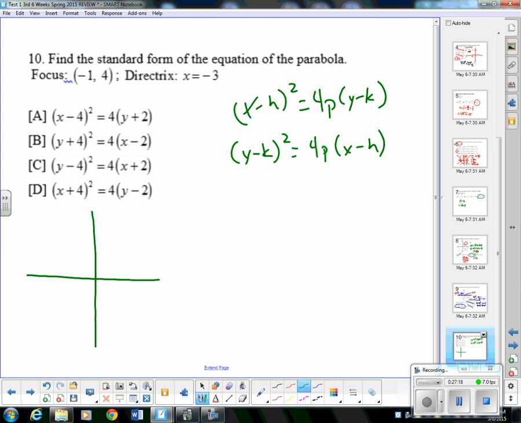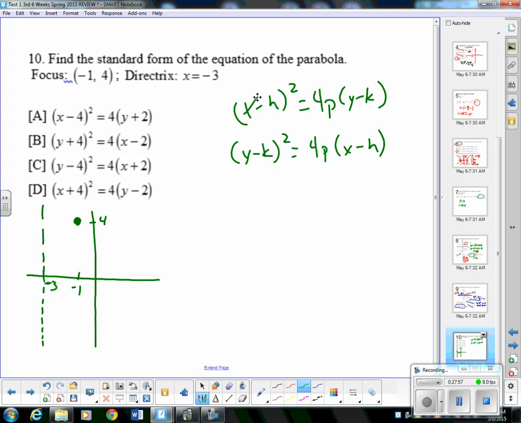Now we're told we have a focus at -1, 4. So if I go to -1 and then up to 4, I have a focus right here. So that green dot is my focus. It's not my vertex, it's my focus. But it also says I have a directrix at the line x equals -3. Now x equals -3 is a vertical line that intersects at -3 on the x-axis.